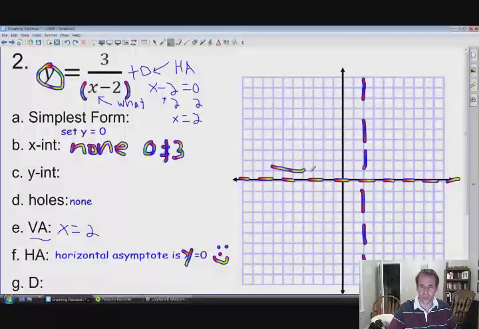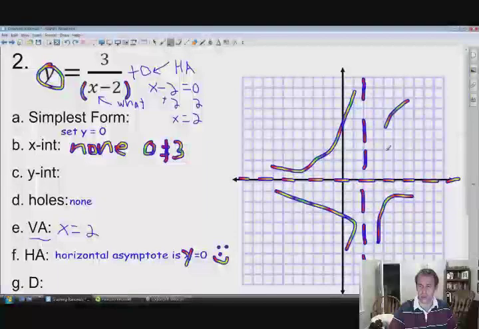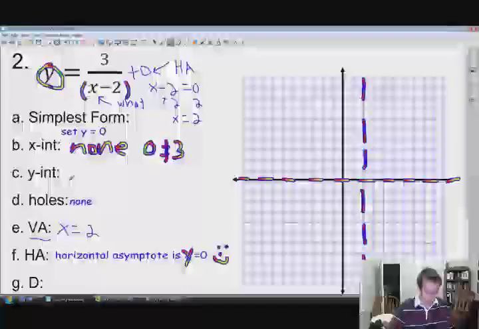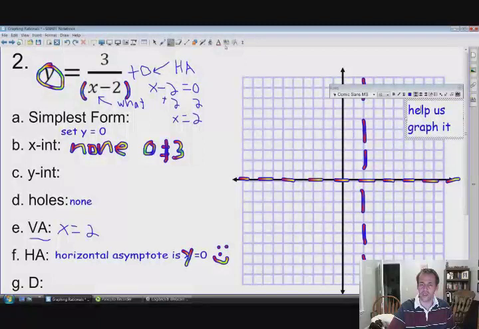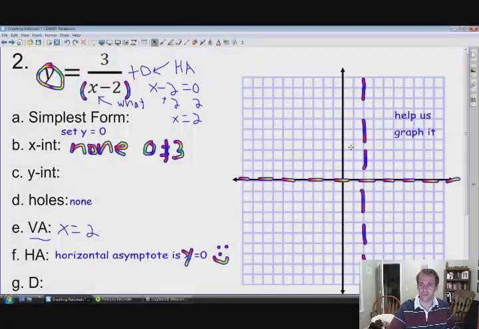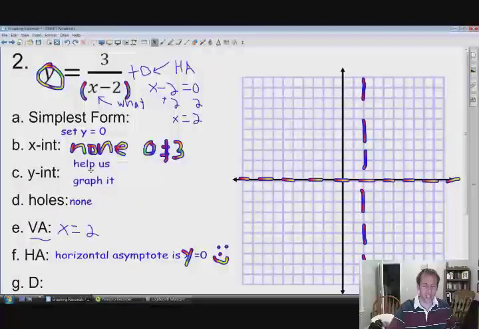Does it go this way, or this way? The y-intercept can help us graph it. So let's go ahead and get the y-intercept, and that'll help us graph it there.